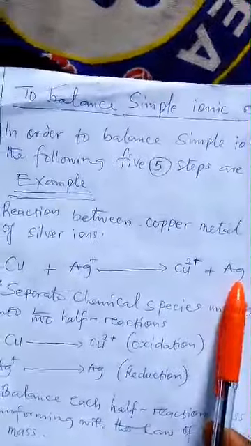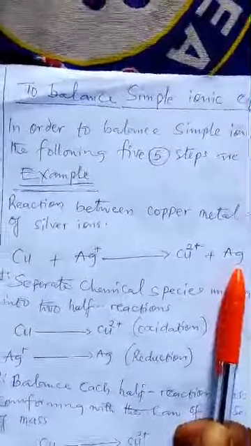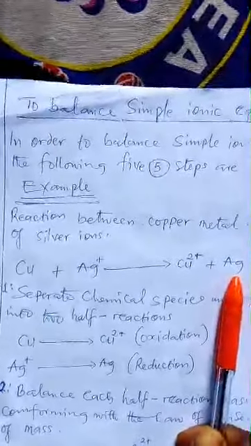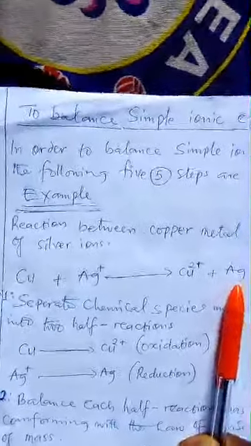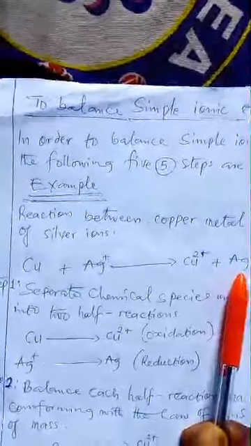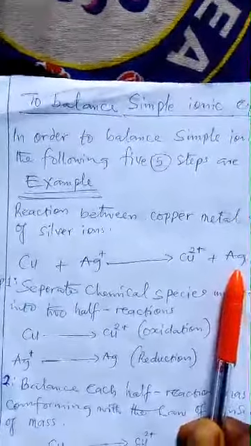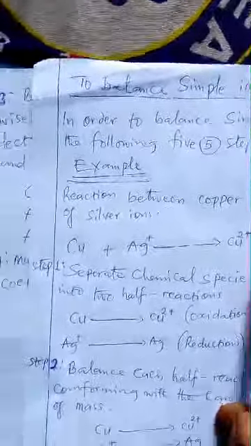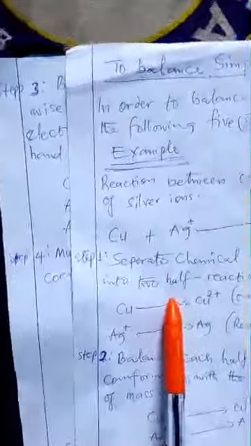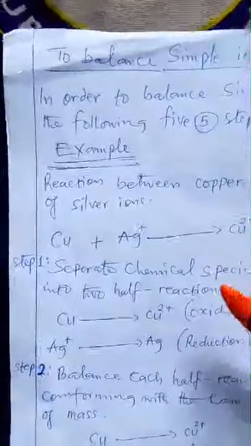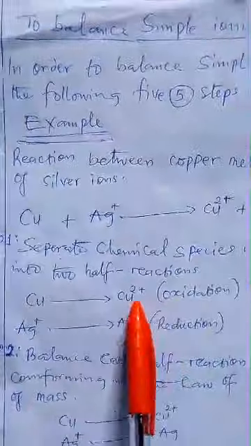Remember, losing of electrons will lead to an increase in oxidation number, and that is oxidation, and gaining of electrons will lead to a decrease in oxidation number, and that is reduction. The steps to consider.